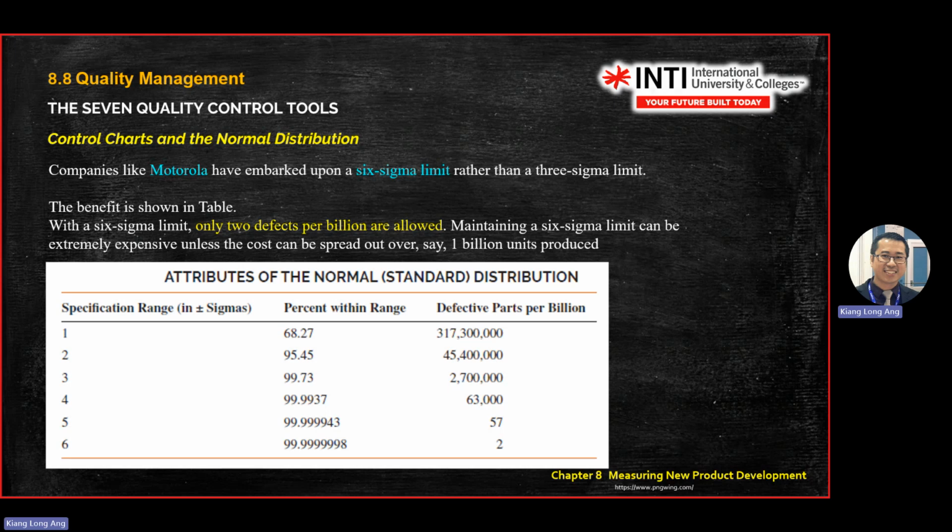For example, Motorola has a Six Sigma limit, meaning in their production, they control up to 2 defects per billion. So if you are a customer of Motorola, then you are very happy. If you are the in-charge person in Motorola, you'll be very happy. But if you are the supplier for Motorola, you'll have a headache, because you need to control your process up to 2 defective parts per billion parts, meaning near to zero defect.